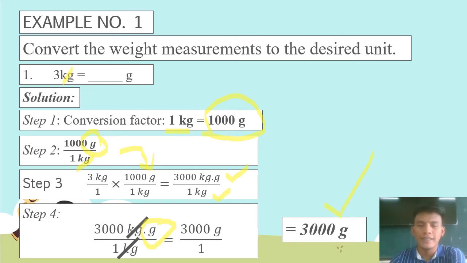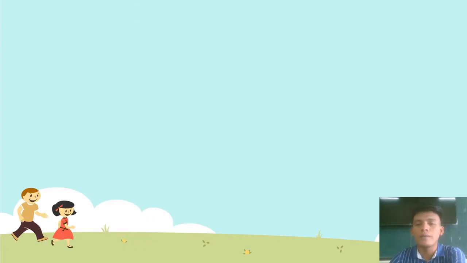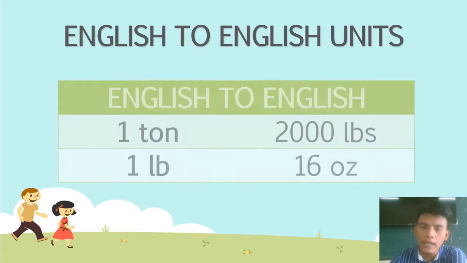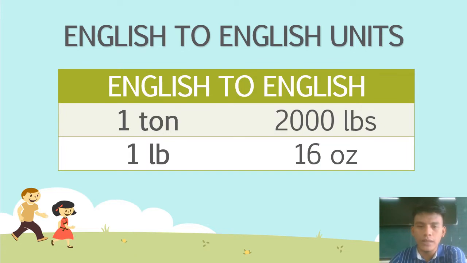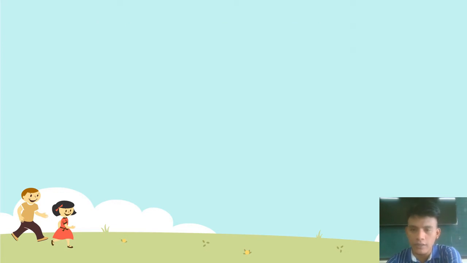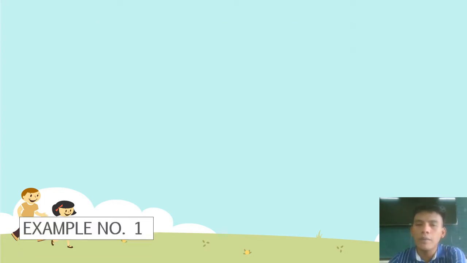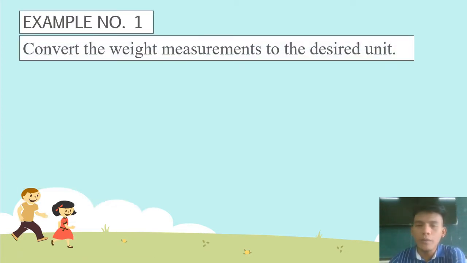Let's go on to English to English units. Remember, 1 ton is equal to 2,000 pounds. 1 pound is equal to 16 ounces. Okay, I will give an example for English to English units. Example number 1. Convert the weight measurements to the desired unit.